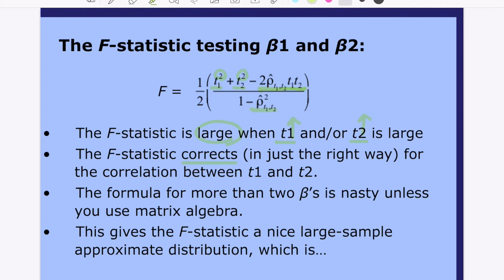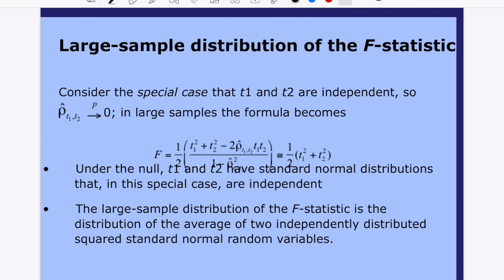The formula for more than two betas is nasty unless you use matrix algebra, so we're not going to show it. This is by far all you need for the F statistic. The F statistic has a large-sample approximate distribution, which, as I told you already, is a chi-square distribution, right? Just like T becoming normal, our F becomes chi-square with a large sample.